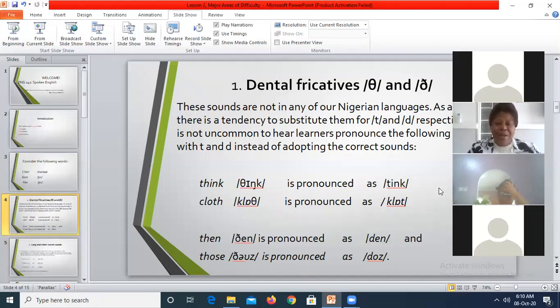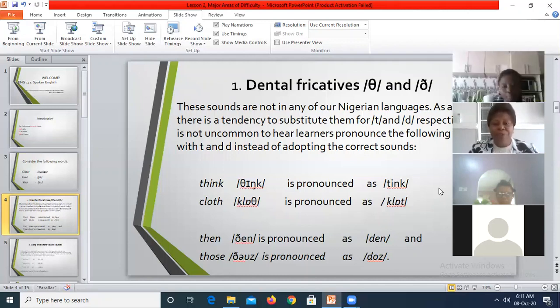For the dental fricative, this one is the voiced dental fricative. The first one is voiceless, but I don't want to bother you about voiced and voiceless because we will come to that level for you to appreciate that. For now, let us practice the second version. Say after me, then. No, not den. Say then. Then. Good. Say those. Those. Good.